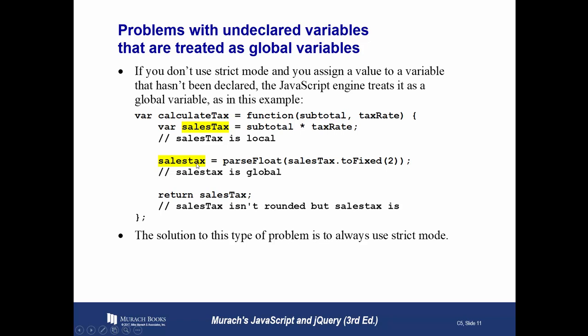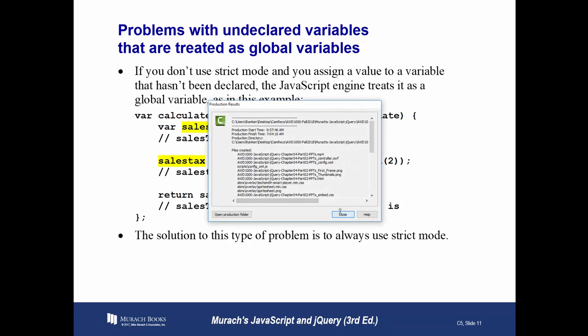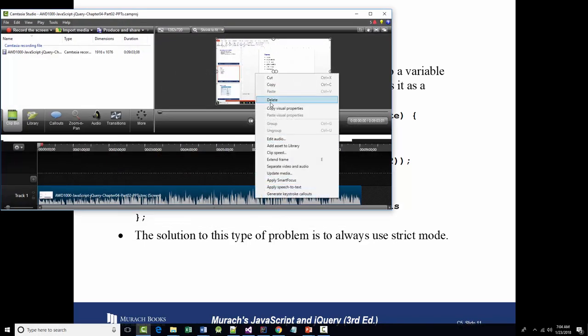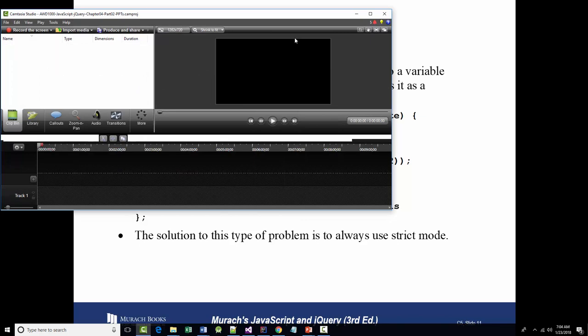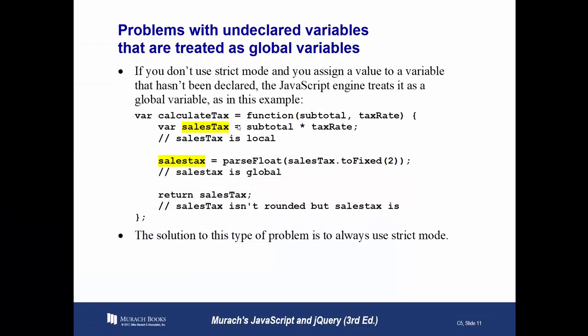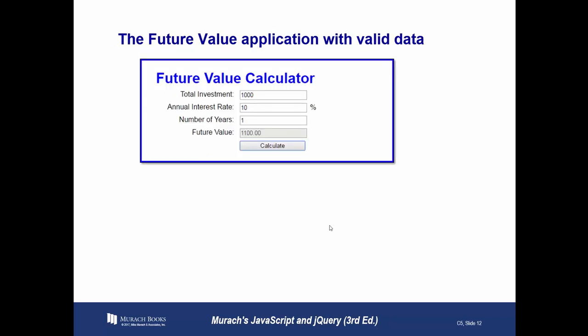What happens is the system actually creates 2 different variables because they are technically spelled differently, because this is a case-sensitive language. So this has the value of sales tax that's been unformatted, and the other one has the value of sales tax after you did a parse float on it. Okay? The solution to the problem, as the author says, is to always use strict mode.